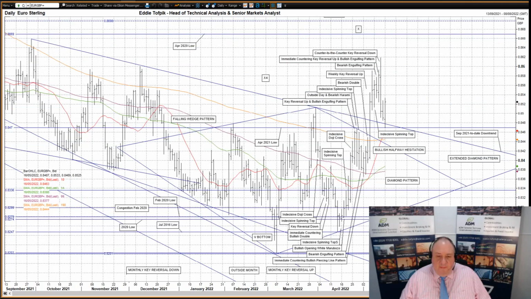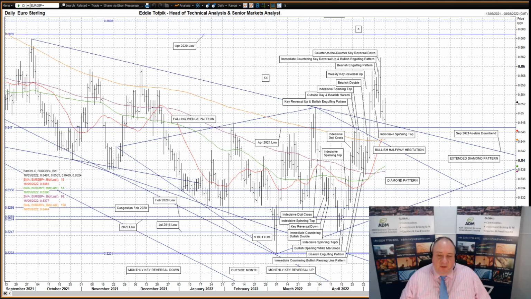Euro sterling. A second bearish black crow on Friday and a small if suitable follow-on lower to the previous session's, counter to the counter key reversal down. Prices slowed and eventually halted upon approach to the combined September 2021 to date downtrend, currently at 84.78, and the upper downtrend of the December 2021 to date huge but lopsided extended diamond pattern, currently also 84.78.